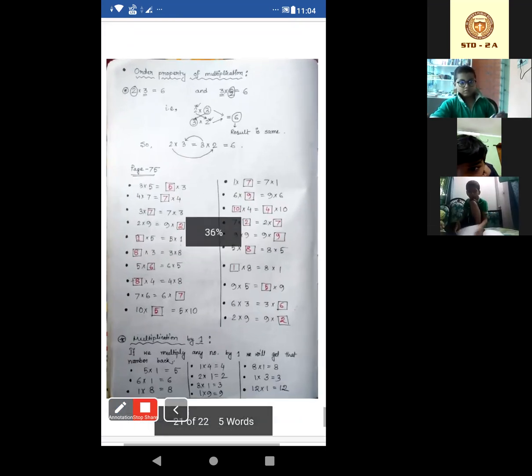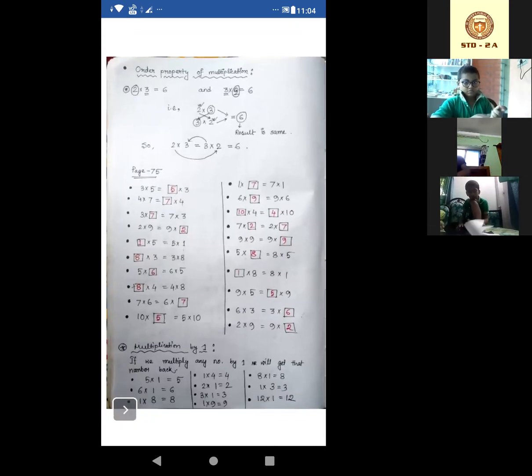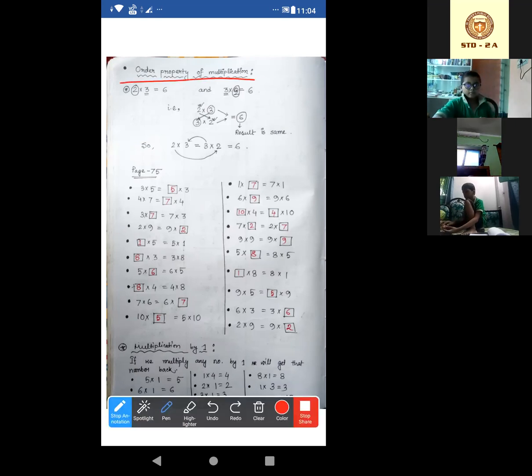Achha, now there is a property that is called commutative actually, but in the higher class, you know, the name will be commutative, okay? Right now, no need to remember about this word, okay? Basically, what you will remember is order property, okay? Order property of multiplication. All of you at first write this, give this heading.